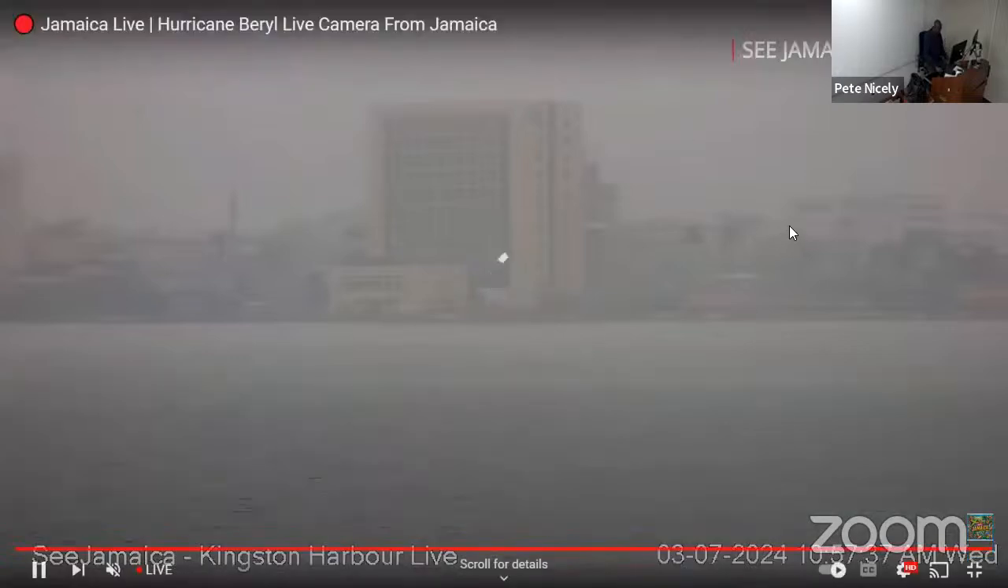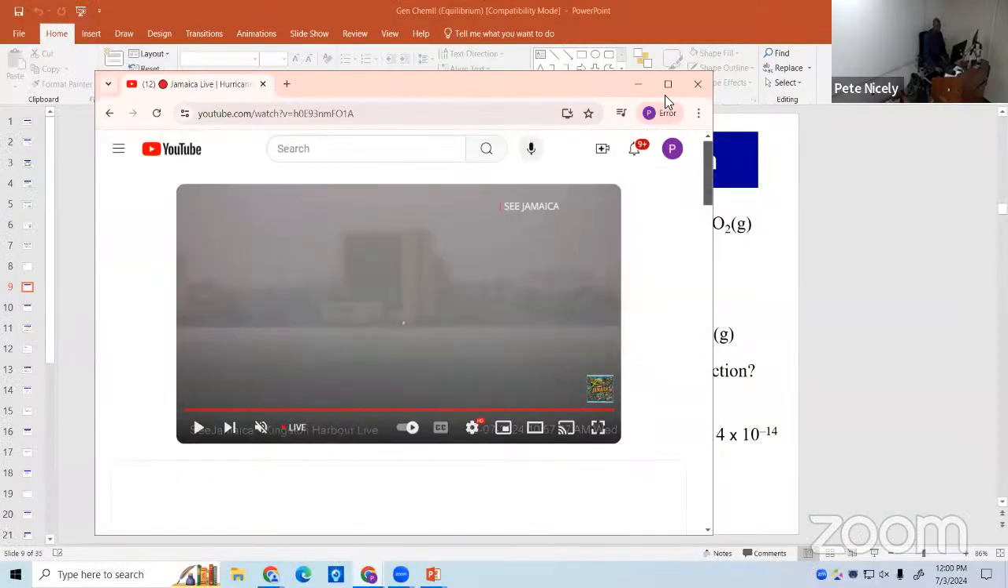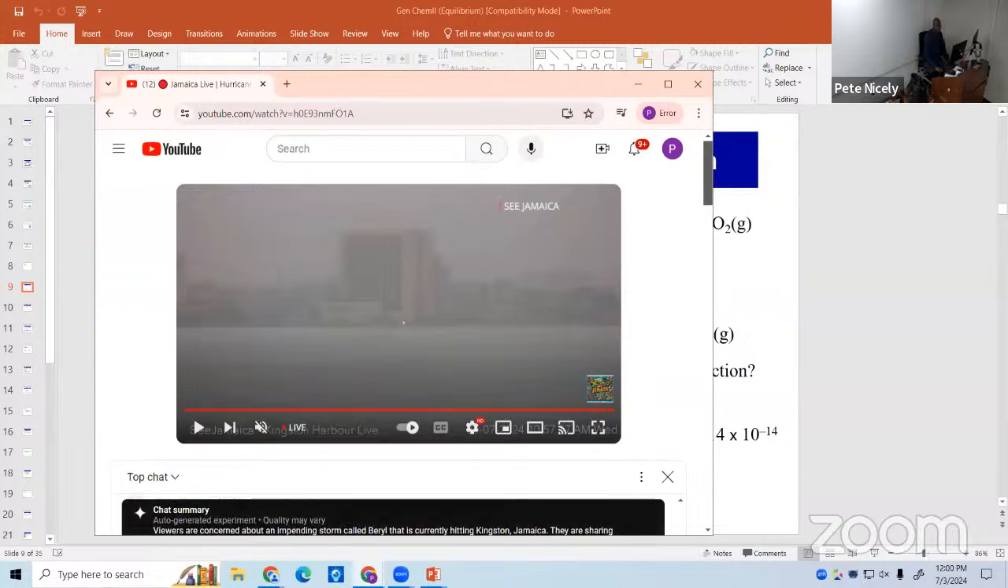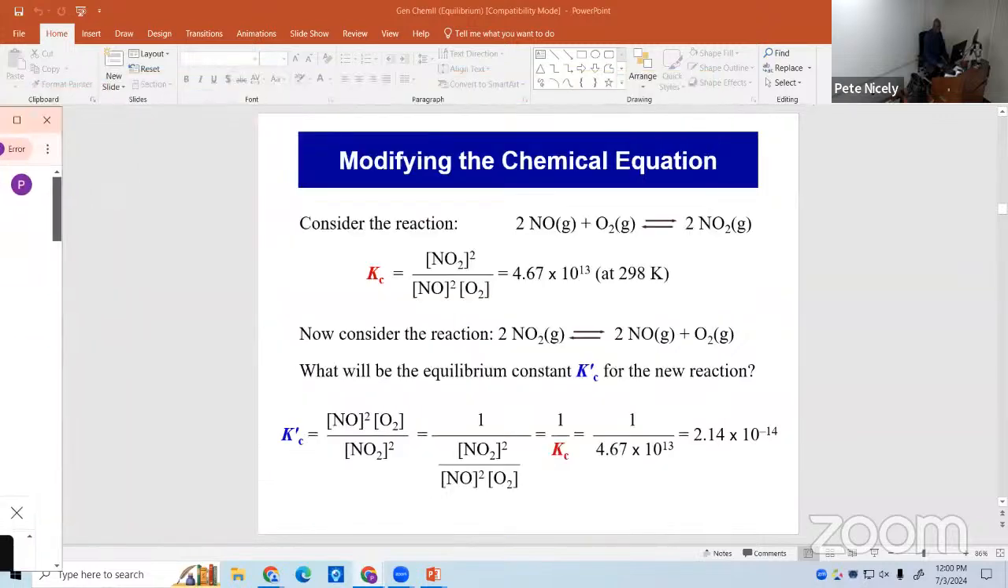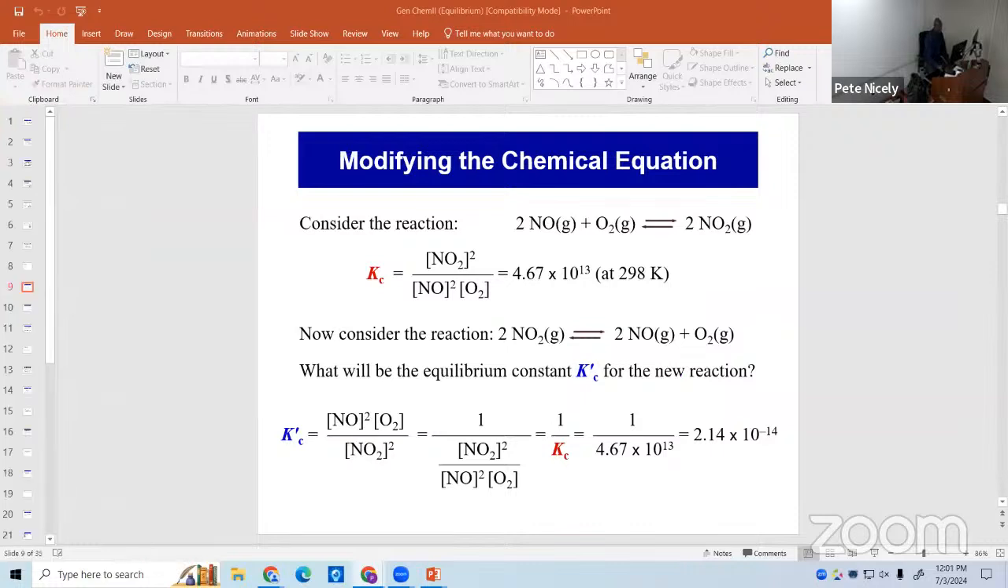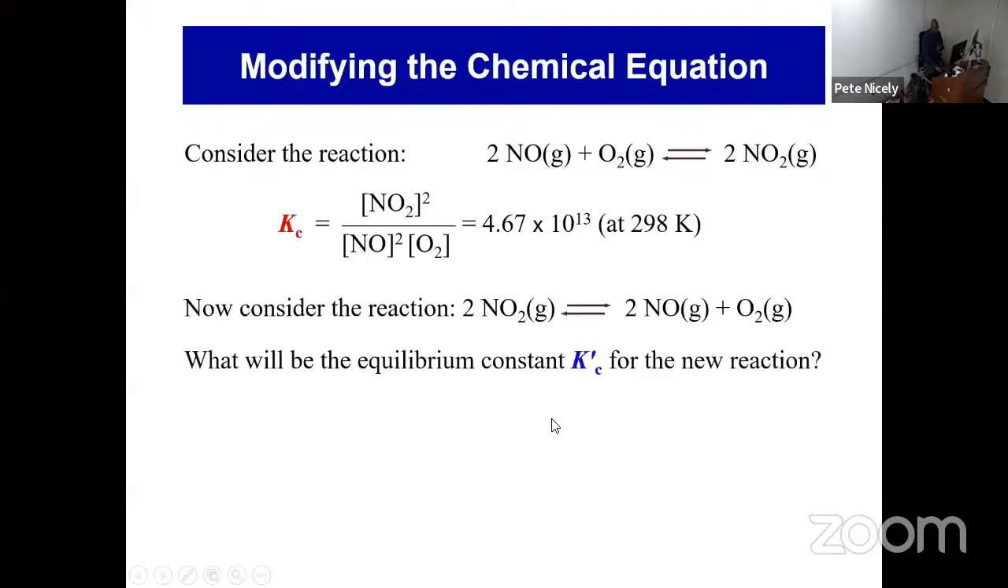Okay, let's restart. All right, so we talked about modification of the equilibrium constant as a result of reversing the equation. Come on, where are you? Okay, so that's what we just did.